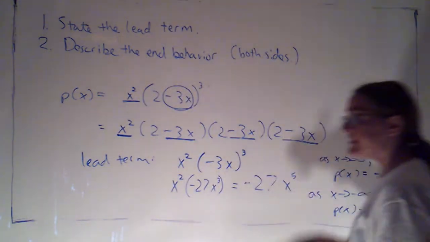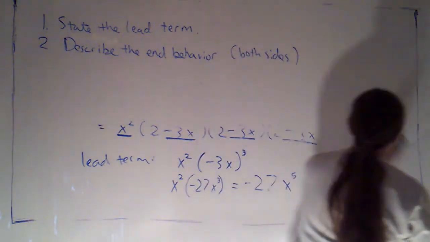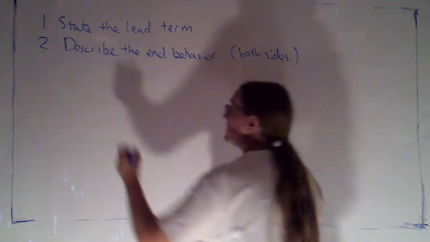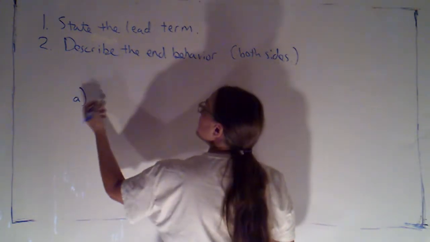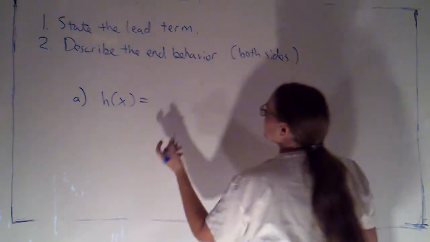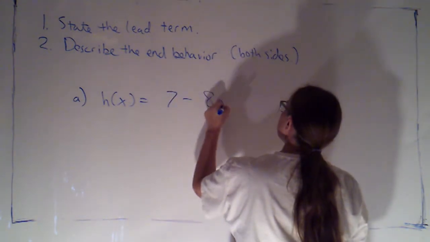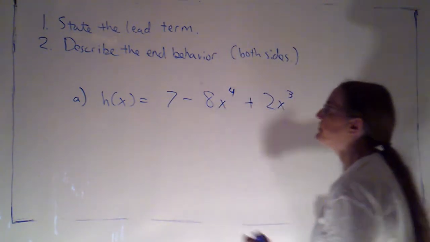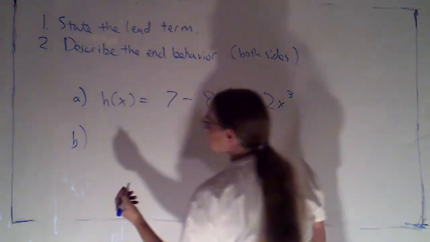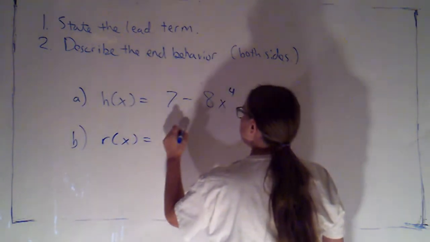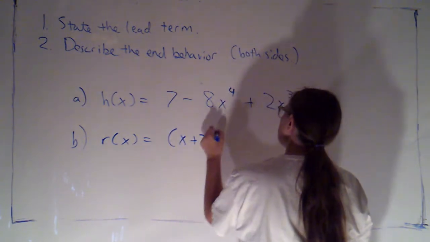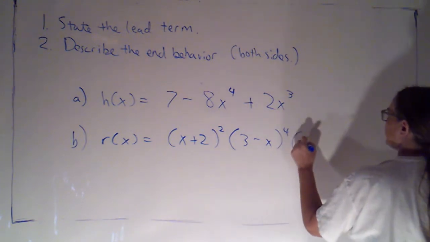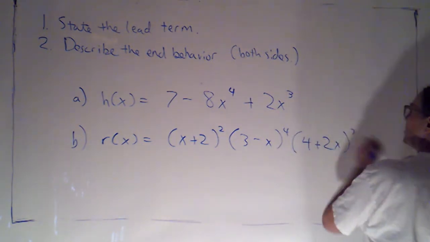Okay, I'm going to keep these directions up and just put up two problems for you to try following these same directions. So part A, let's go with h of x equaling 7 minus 8x to the fourth plus 2x cubed. And for B, let's go with r of x equals x plus 2 squared times 3 minus x to the fourth times 4 plus 2x cubed.